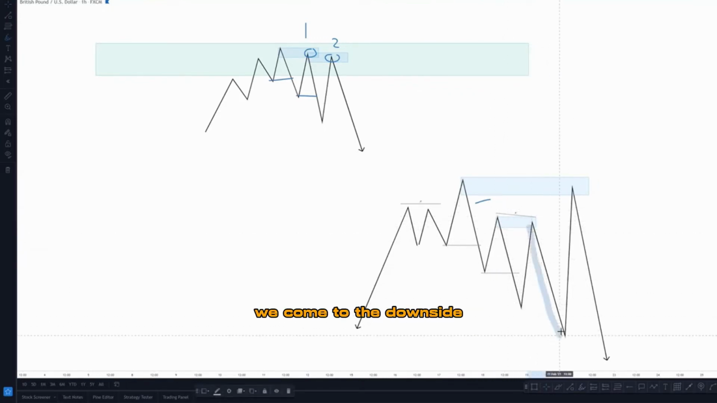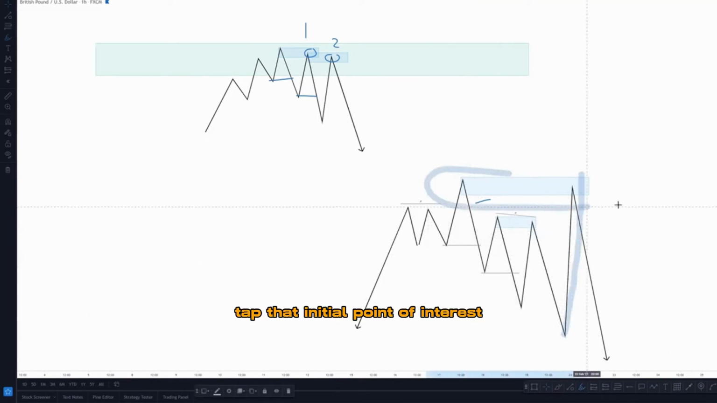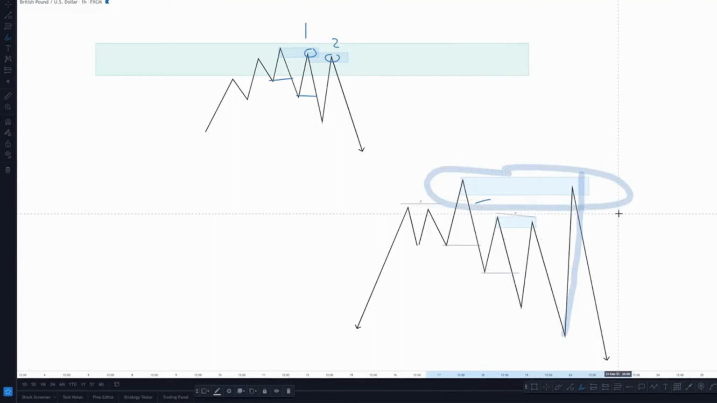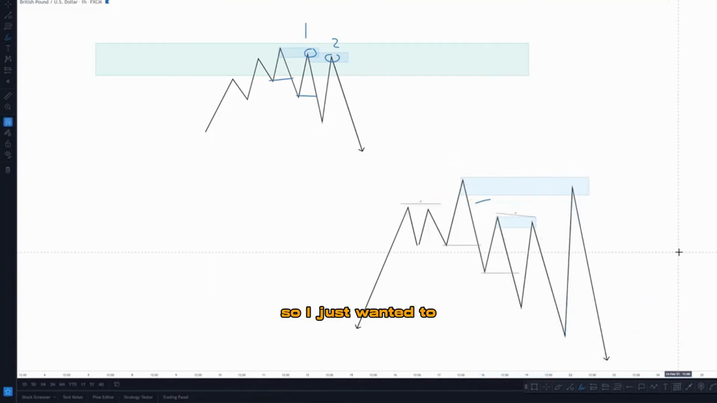And we come to the downside, you may have moved to break even, and then you see price run all the way back up, tap that initial point of interest, and that's where the real entry comes. So I just wanted to address that a little bit. The naming is not so great, and there's a little bit of confusion.